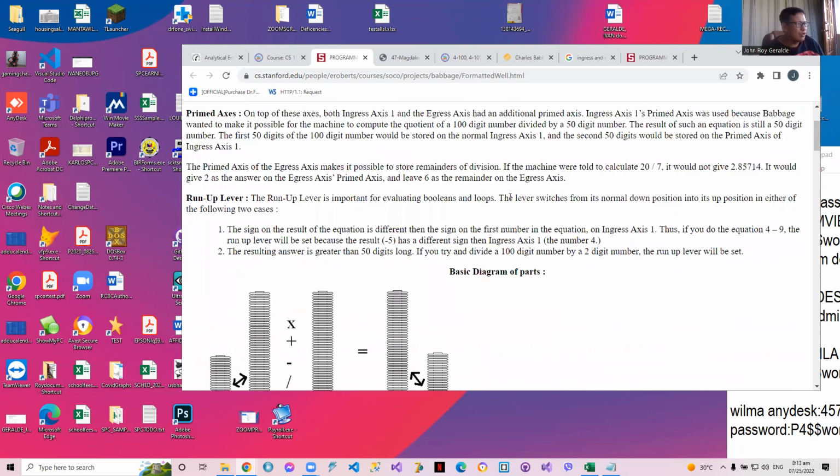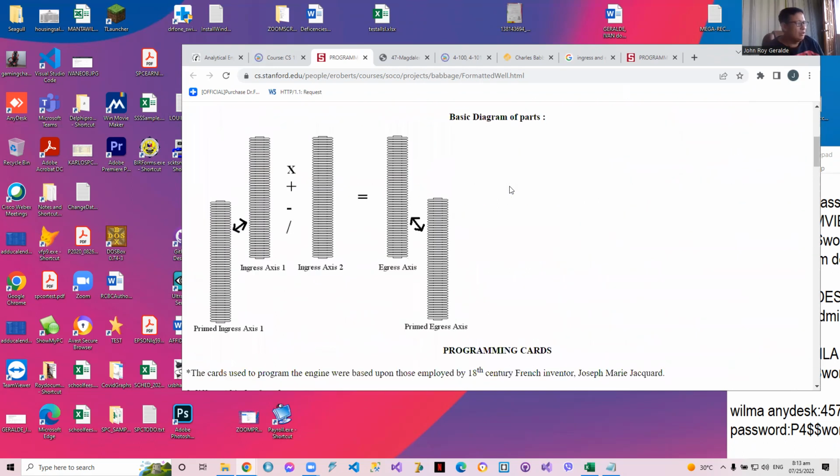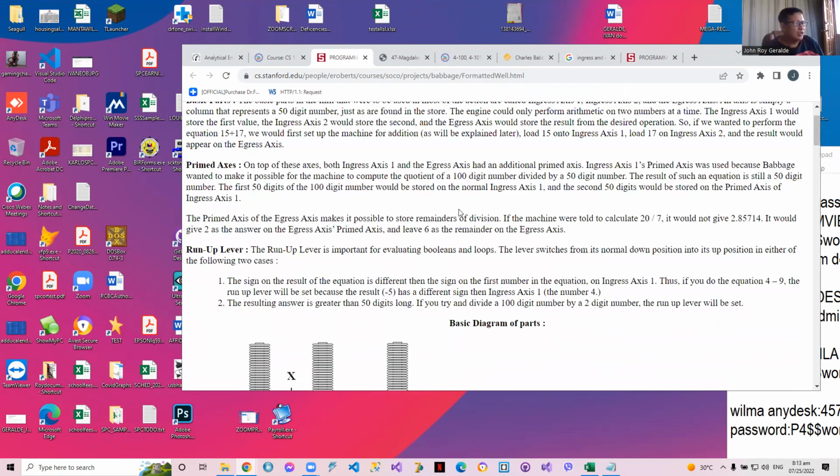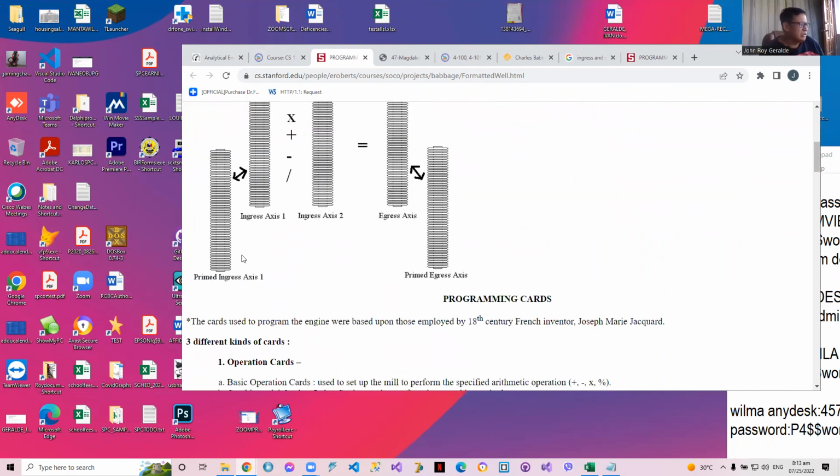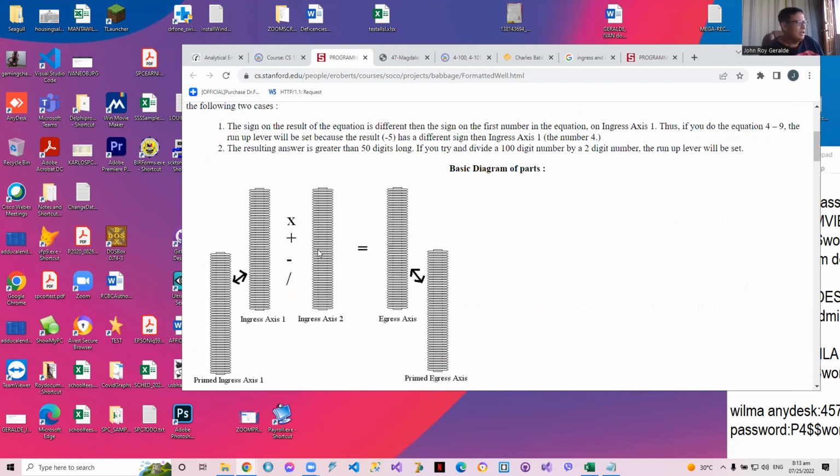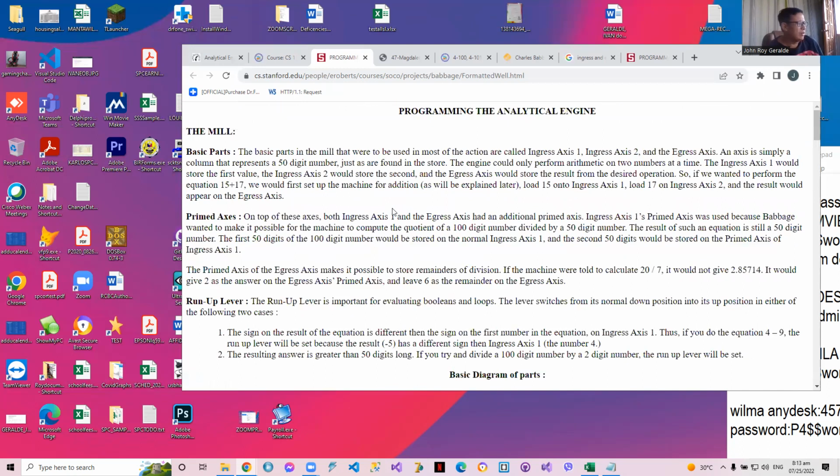The result will also be on the prime egress axis. So in the case where a very large number, bigger than 40 digits, is going to be divided by a 40-digit number or a 50-digit number, the prime ingress axis is used. But normally, ingress axis 1 stores the first variable, and ingress axis 2 stores the second variable.